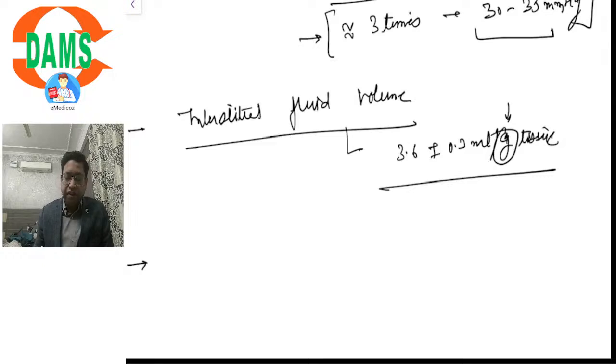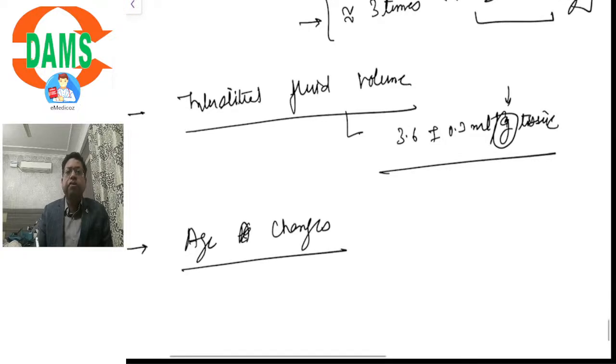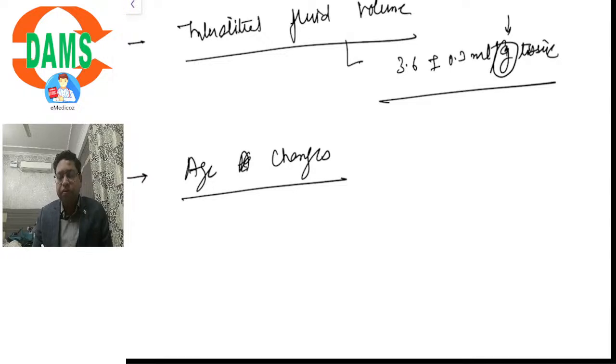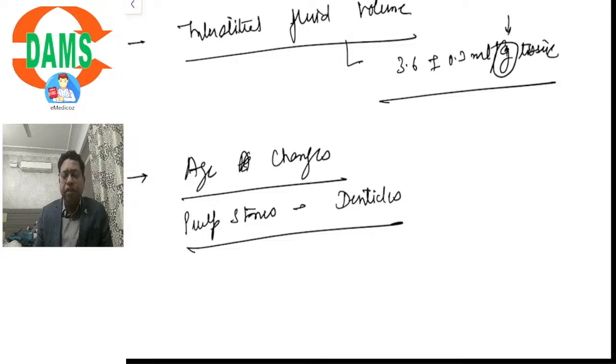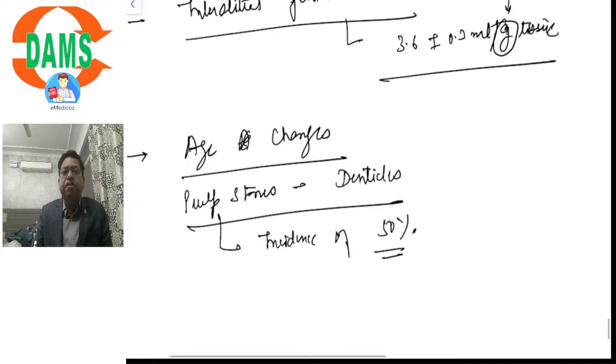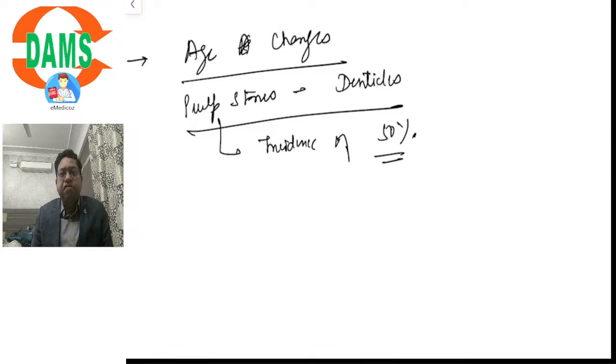Below the pulp, we then talk about certain age changes of dental pulp. One of the most frequent age changes of dental pulp is the formation of pulpal stones, or denticles. These pulp stones have an incidence of nearly 50%. They're present in 50% of the cases.